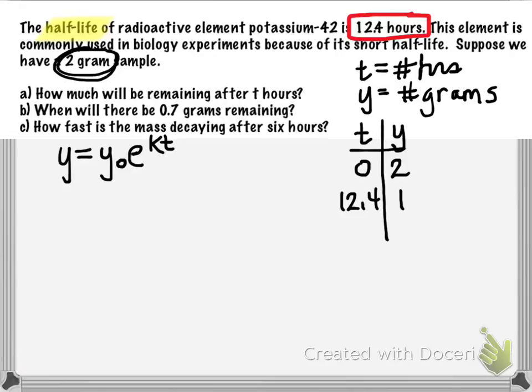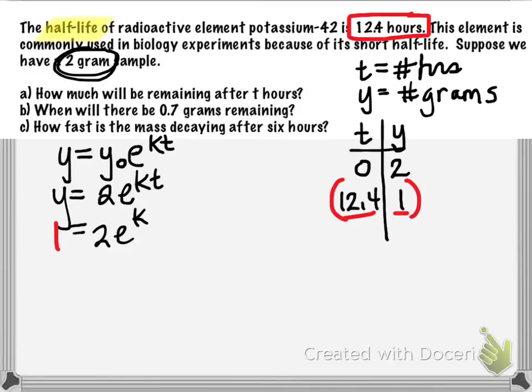And now we have enough basic information to begin solving for the unknowns in our problem. Remember, we have two unknowns: y sub 0, which is the initial amount, and our value for k, our relative decay rate. We know y sub 0 because there were initially 2 grams of potassium, so we can substitute 2 in for y sub 0. And then we can use the 12.4 and the 1. Think of this as an ordered pair, and we can substitute these values in for t and y. So when y is 1, t is 12.4.